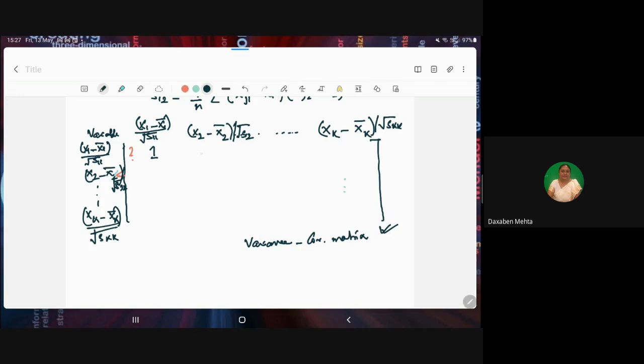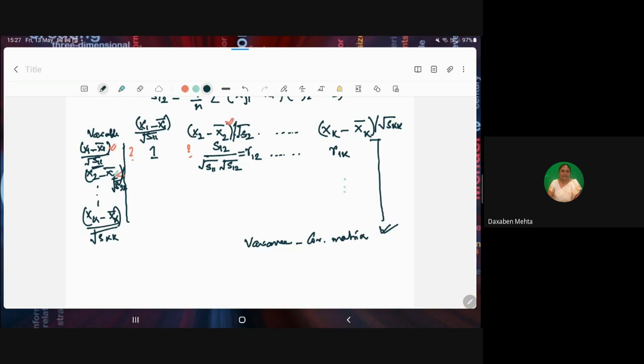But when I come to this place, it is the multiplication between x1 minus x1 bar and x2 minus x2 bar. That is, we know, S12. S12 divided by root over S11 and root over S22. And that is, we know what? The correlation coefficient, that is R12. So from each such multiplication, this becomes R1K.